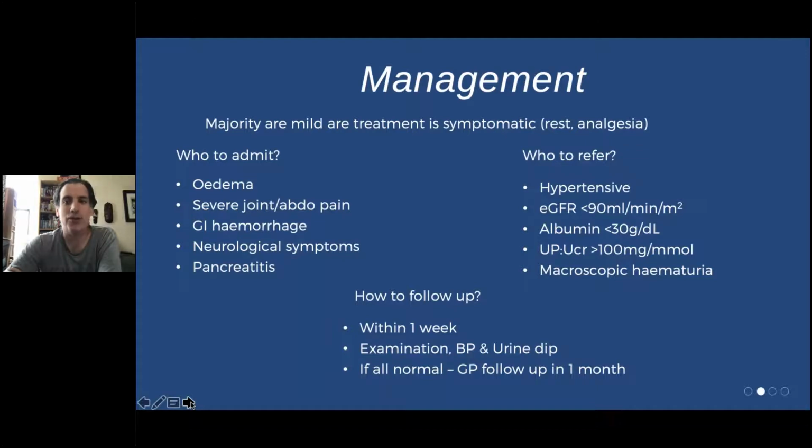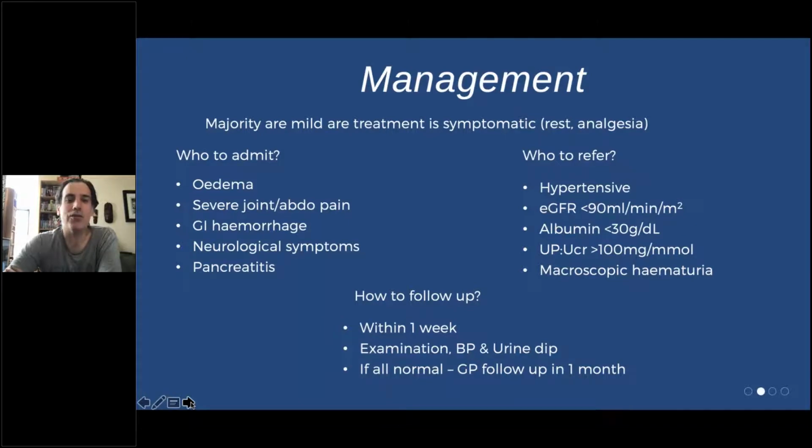If the blood pressure is raised, a hypertensive child, if their albumin is less than 30, if the urine protein creatinine ratio is greater than 100, or if there's macroscopic hematuria, then you should refer to or at least speak to your local nephrology team. If there are any surgical concerns, as intussusception can be a presentation of HSP, you should speak to the surgical team.